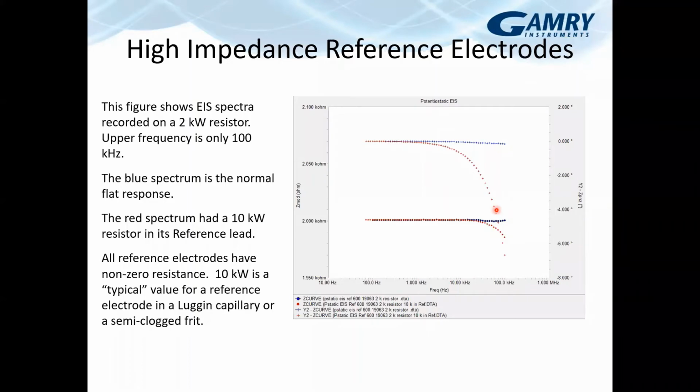For a DC measurement like polarization resistance or a CV at 10, 100 millivolts a second, this wouldn't have any noticeable effect. If this value starts to get closer to 20, 30 kiloohms, all of a sudden even those measurements would start to be problematic.